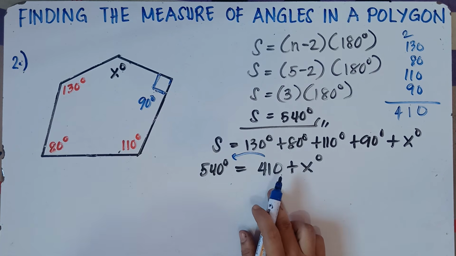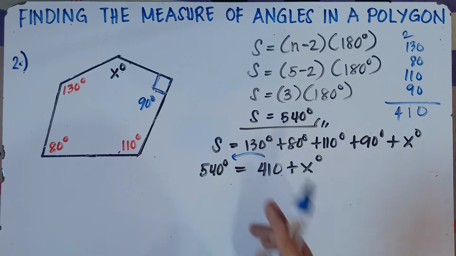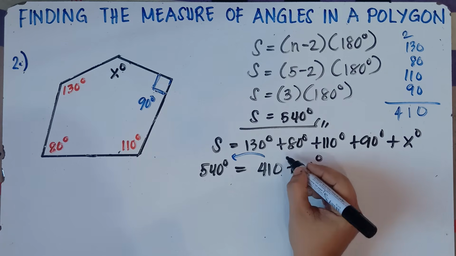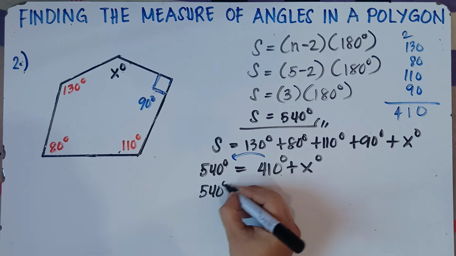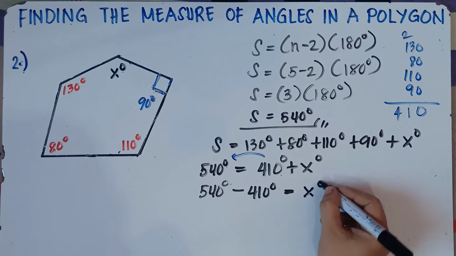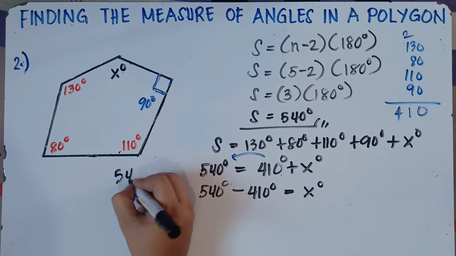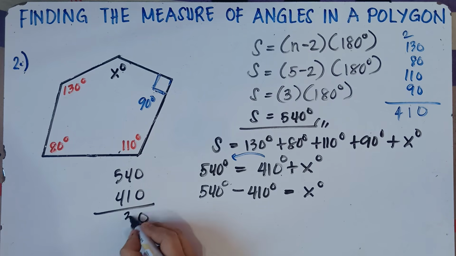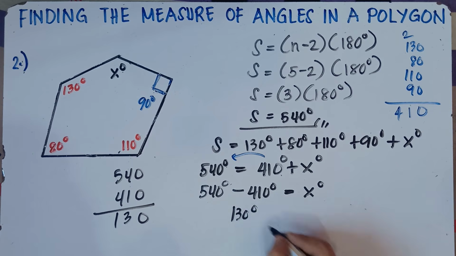Now, once you transfer a number from this equal sign, you always change the sign, class. So do not forget degrees. So this will be 540 degrees minus 410 degrees equals X degrees. So 540 minus 410. So 0. 4 minus 1 is 3. 5 minus 4 is 1. So this is 130 degrees for X.